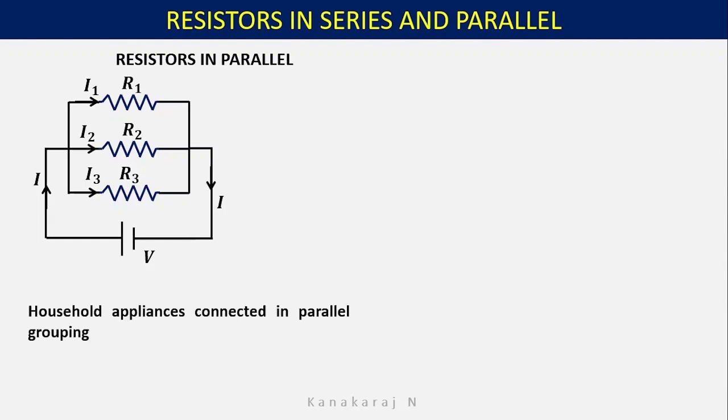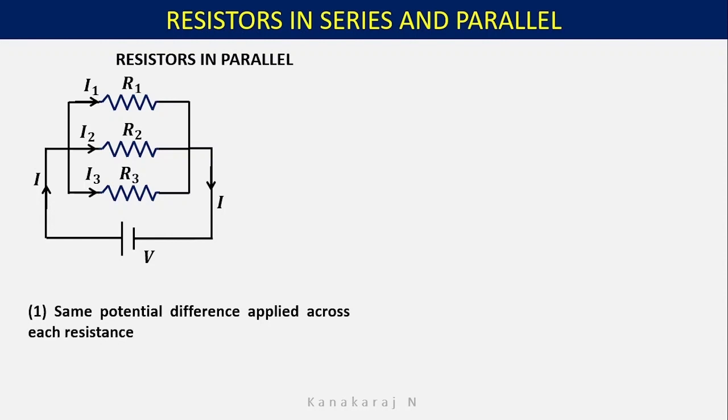Household appliances are connected in parallel grouping. What we have in our household are all connected in parallel combination. Suppose one appliance fails to work, it gets open, other appliances work well.